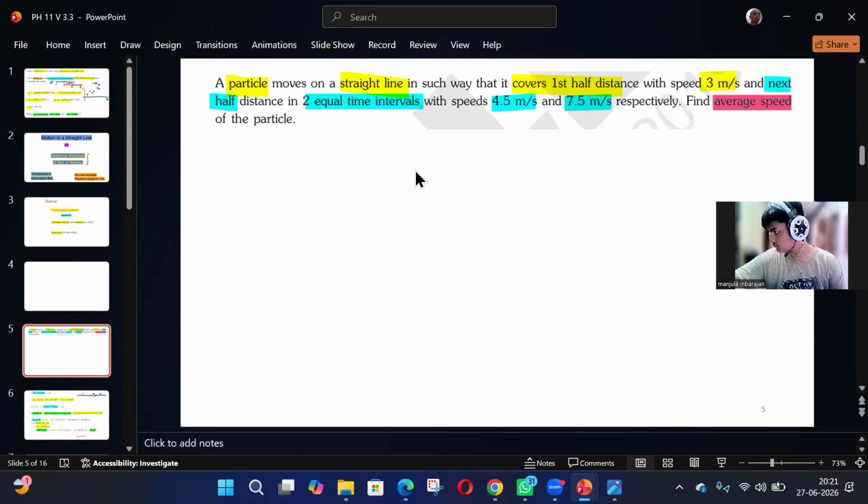Okay, this is a simple question, but already done like this. Can you just read it, can you just try it? A particle moves in a straight line in such a way that it covers the first half distance at 3 meters per second, and the next half distance in two equal time intervals with speeds 4.5 and 7.5. Find the average speed of the particle. First thing is to draw a small diagram to understand what's going on.